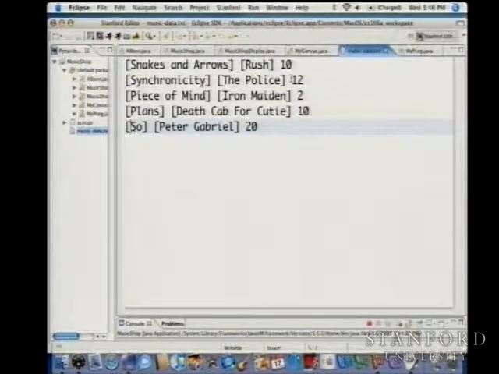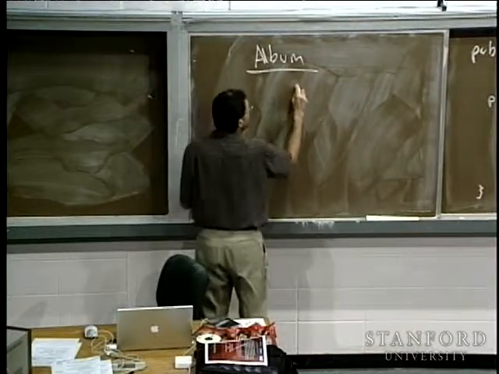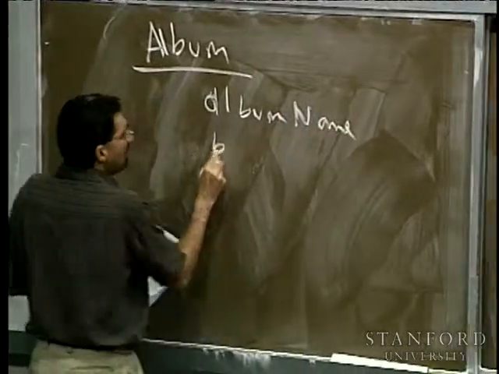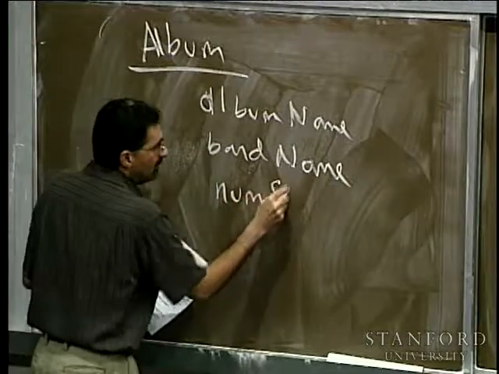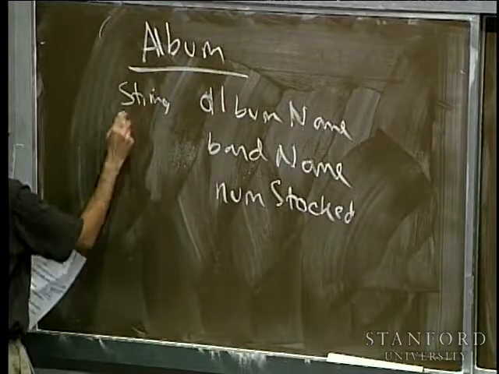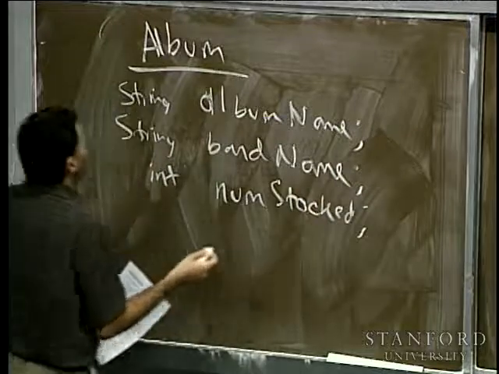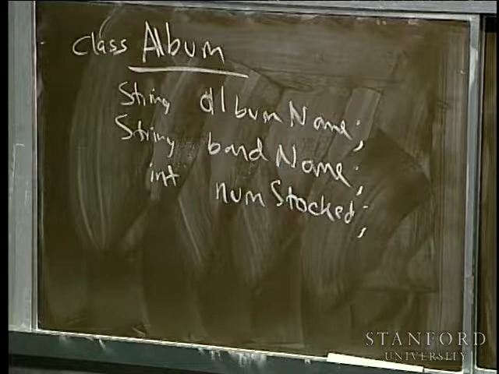So if I think about my data file and wanting to encapsulate all the information about one album, I want to do something on a per album basis, because every album is going to have, for example, an album name. It's going to have some band name that produced that album, and some number that's in stock, like num stocked. Oh, and this is a string, and this is a string, and this is an int, and it's good to put semicolons at the end of them, and it's probably a real good idea to take this whole thing and turn it into a class that's going to encompass all this.